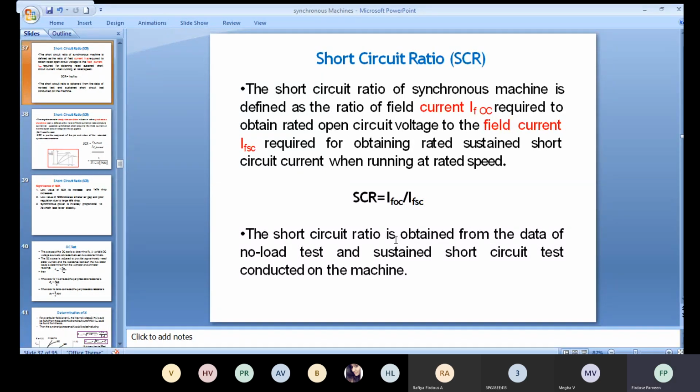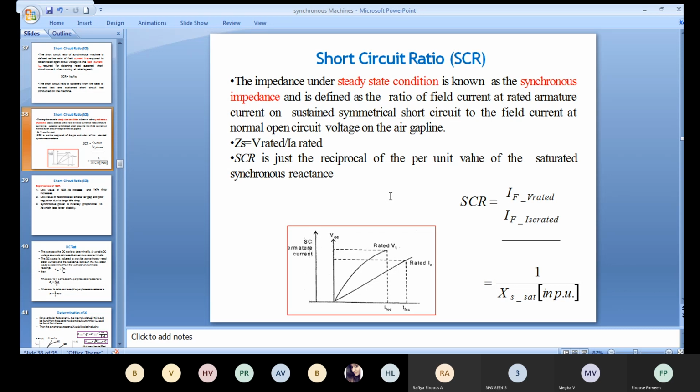Next, coming to the short circuit ratio of a synchronous machine. It is defined as the ratio of field current required to obtain rated open circuit voltage to the field current required for obtaining rated sustained short circuit current when running at the rated speed, which is given by the formula here. The short circuit ratio is obtained from the data of the no load test and sustained short circuit test conducted on the machine, which is as shown in the figure.